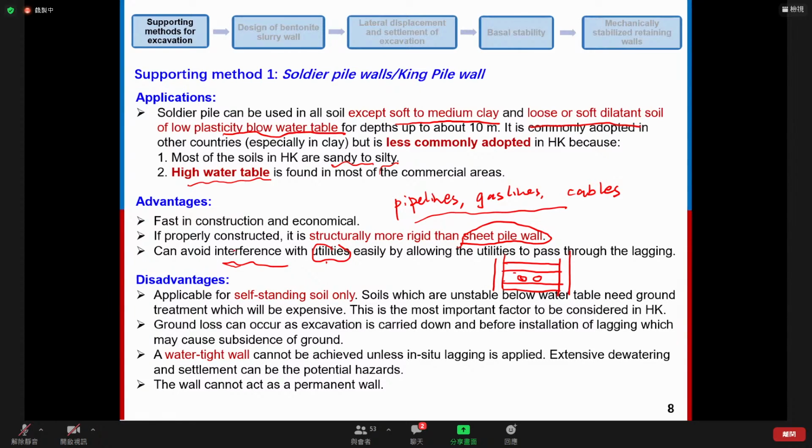However, the soldier pile is applicable only for self-standing soil, and ground loss can happen during the installation of leggings, and it cannot achieve a watertight wall. This is very important for excavation, because if we don't have a watertight wall, and there's an underground water flow, it's very dangerous for the excavation, especially at the bottom of the excavation. So we will talk about this later. And also this method cannot act as a permanent wall.